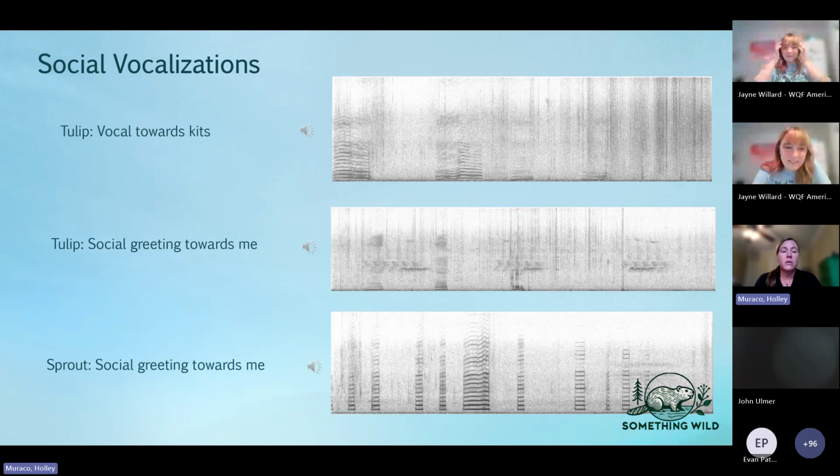And she started this new vocalization that you can hear there towards these kits. And that is a very specific vocal that she does towards the kits. And then in contrast, this is her when she greets me, which is a positive social greeting, but it sounds very different. Just a very low grunt. And then this is one of the babies who is doing a social greeting whenever I approached.